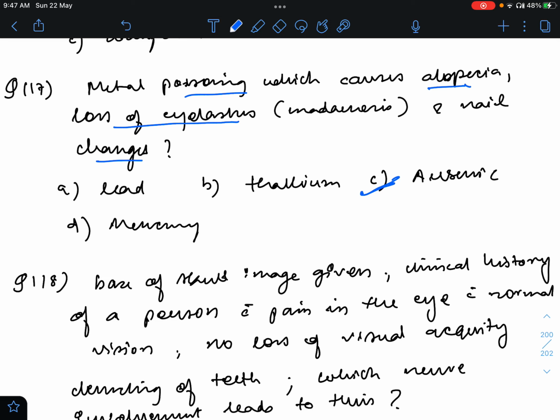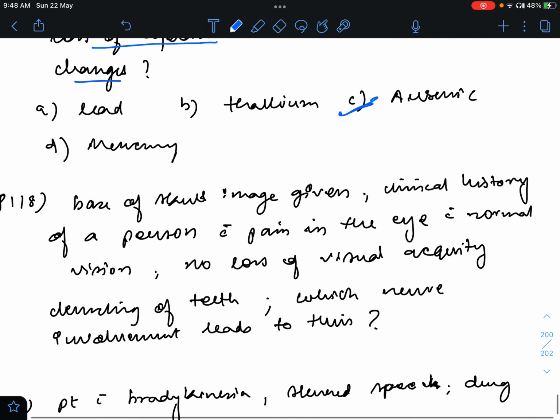I think the answer for this is arsenic because we get nail changes, arches, Mees lines, and we get alopecia, and also we get the loss of eyelashes as well. So arsenic will be the answer.